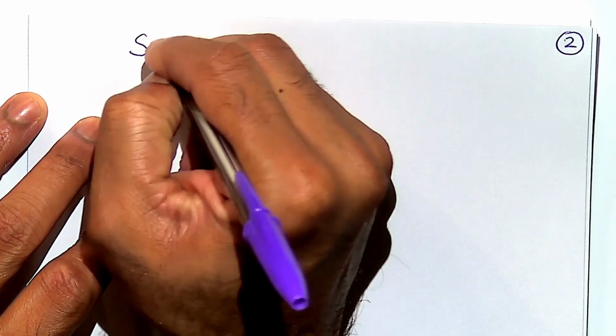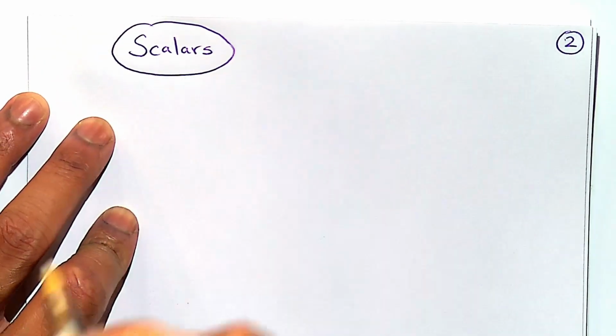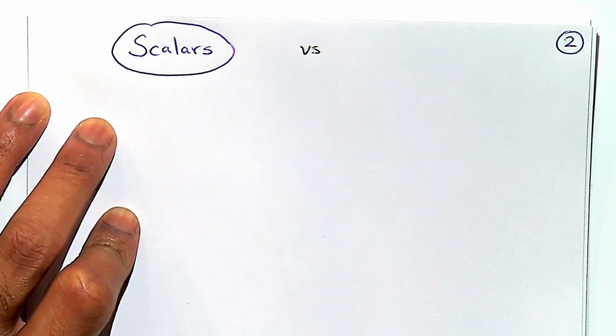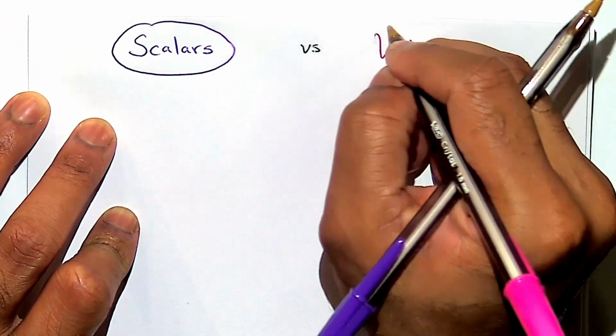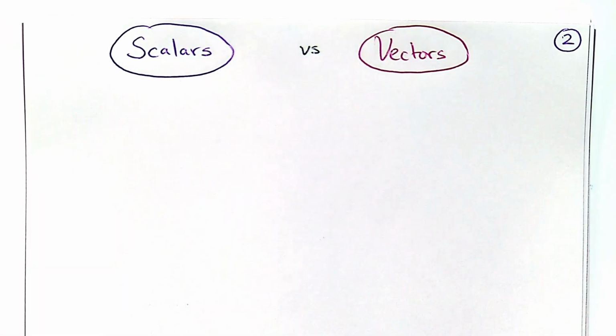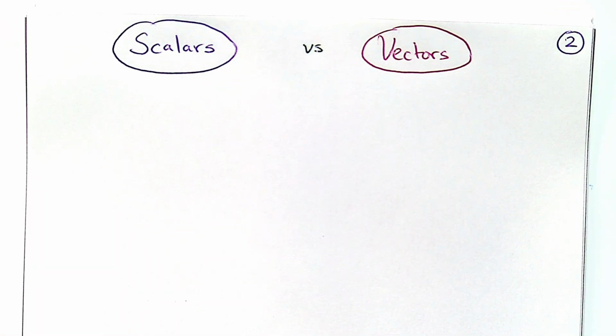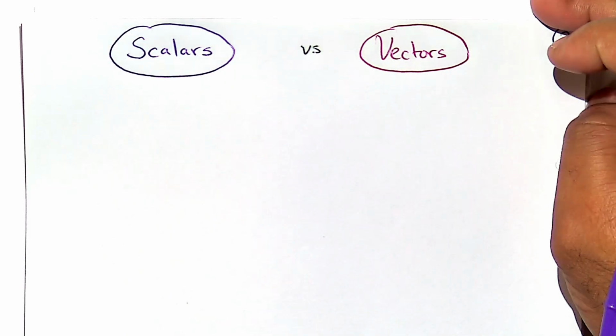What I mean is that we need to talk about two different quantities that we'll encounter in this class. Scalar quantities versus vector quantities. So we're going to talk about scalars and vectors. When we talk about different terms in this class, they will fall either into one bin or the other.